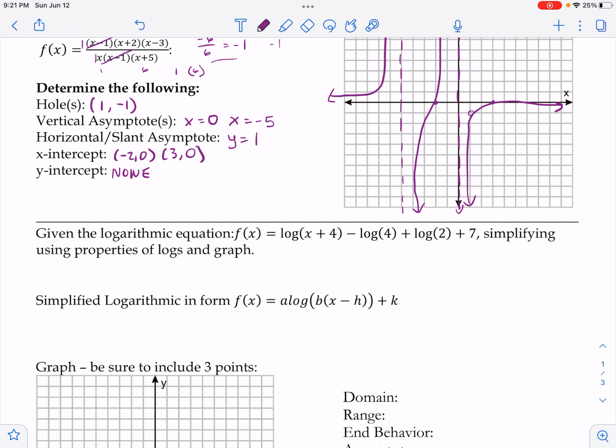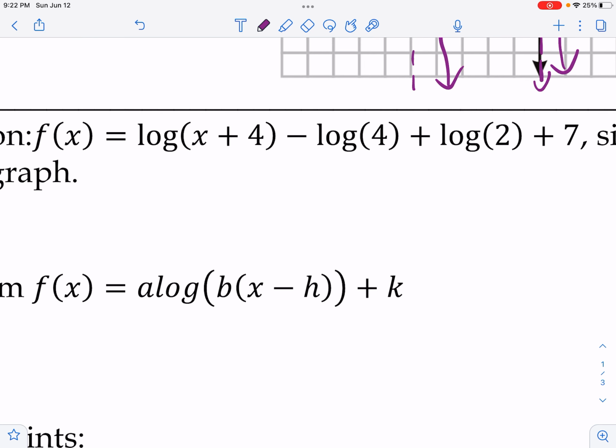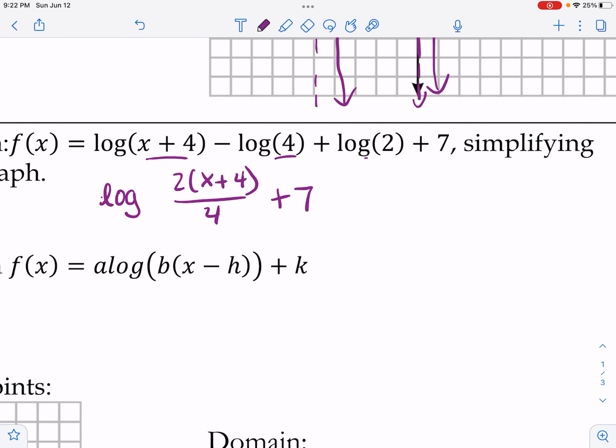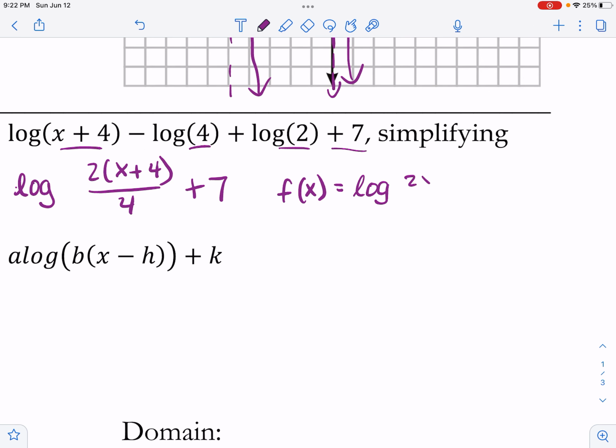So next, it says, given the logarithmic equation, simplify using properties of logs and graph. So here, what we're going to do is, if we combine them together, we would get log of 2 times x plus 4 over x plus 7, because we divided these two and then multiplied this and just added this on the side, which if you would simplify that would give you 2x plus 4 over x plus 7.